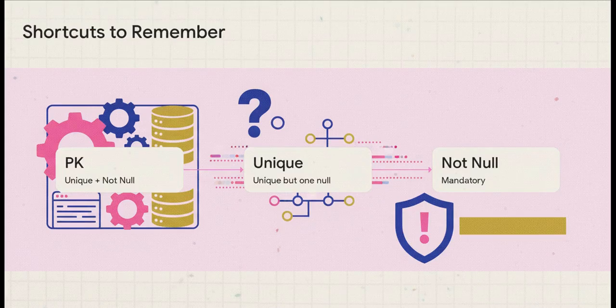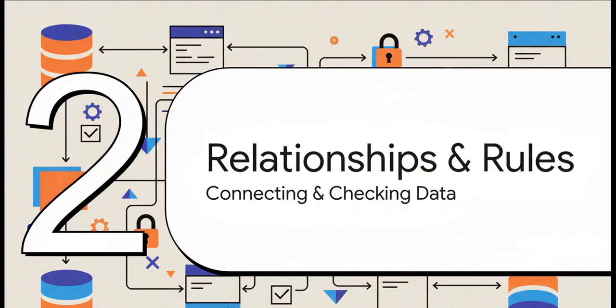Okay, so to help make all that stick, here are a few simple shortcuts. A primary key, or PK, is just a unique and a not null rule combined. The unique constraint is unique, but it allows for one null. And not null? Well, that just means it's mandatory. Simple.